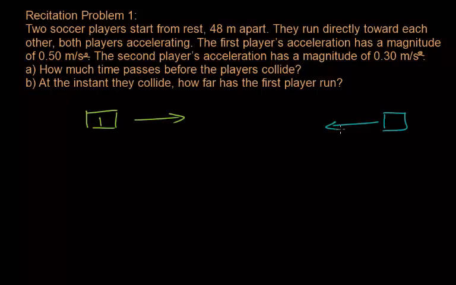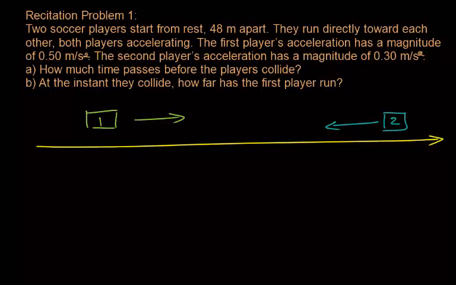I need a coordinate system to describe the motion. I'm going to set it up to point towards the right, and the 0 is going to be set where player 1 is located. That's for simplicity. So this is my 0. This means that player 2 is located at x equal 48 at the moment when the motion began.